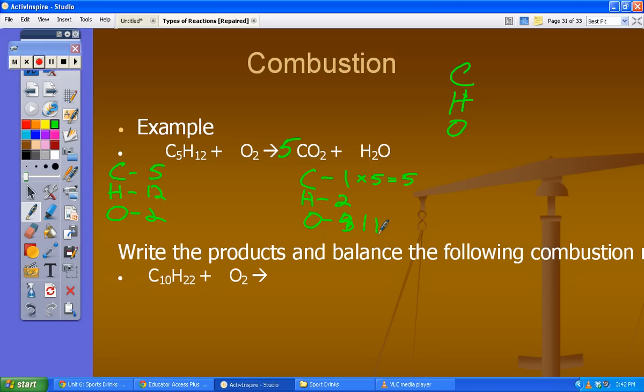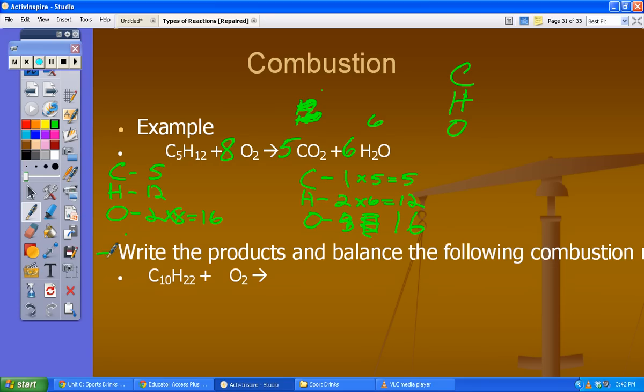The next thing I'm going to do is hydrogen. There's 2 here, and I need to multiply that by 6 to give me 12, so I'm going to put a 6 out in front here. That changes the number of oxygens I have. So now I have 10 oxygens here, and 6 O's over here. So I have 16 oxygens, and I only have 2 over here. 2 times 8 will give me 16, so I need an 8 out here. And then we're done with balancing.